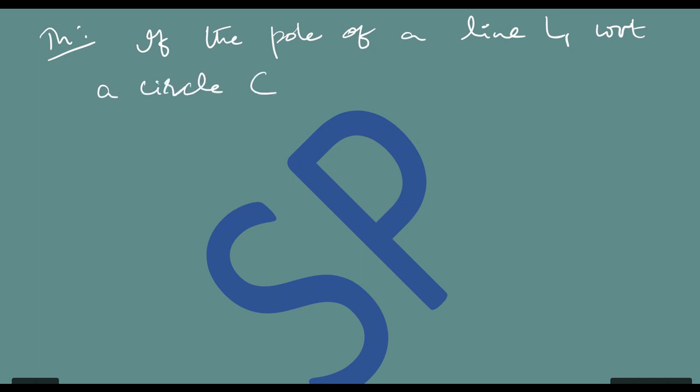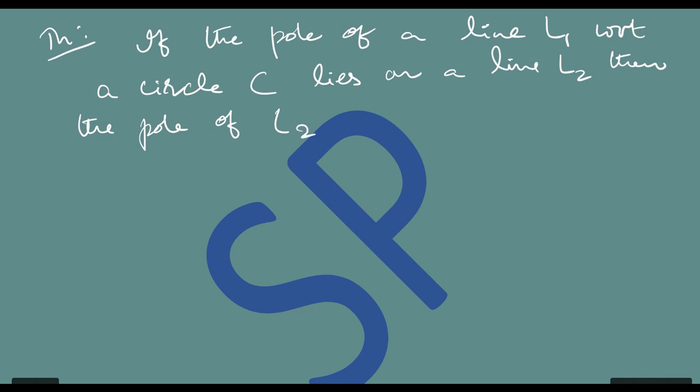This is the theorem. If the pole of a line L1 with respect to a circle C lies on a line L2, then the pole of L2 with respect to C lies on L1. That's what we are going to prove. Okay, so proof.